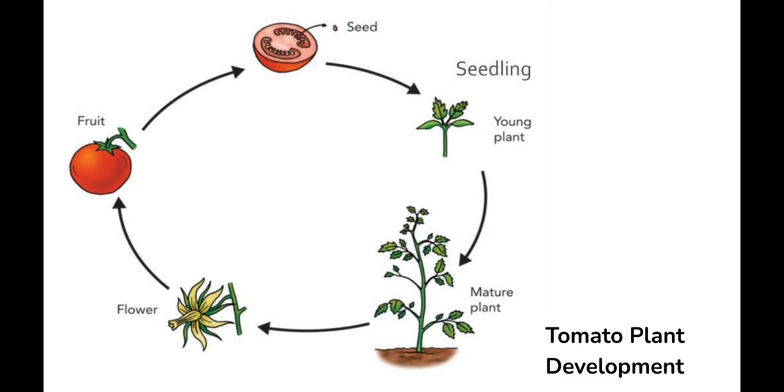So here is a schematic of the development of a tomato plant. We have the fruit, which is formed. We have seeds inside. From seeds, seedlings develop if moisture, nutrients and sun are okay. Then the seedling develops into a mature plant. Then we have the stage of flowering, then fertilization, and then fruit formation.